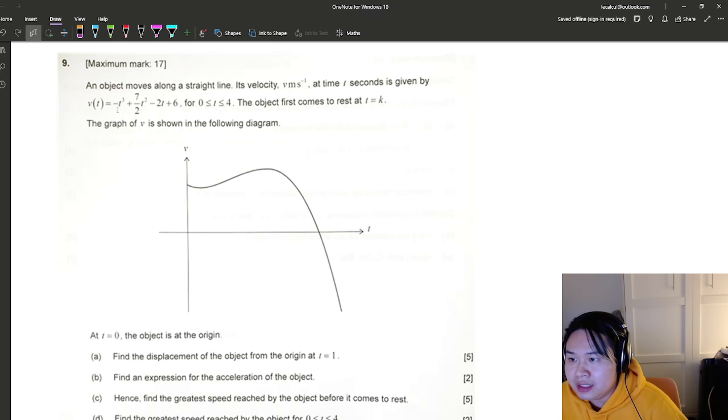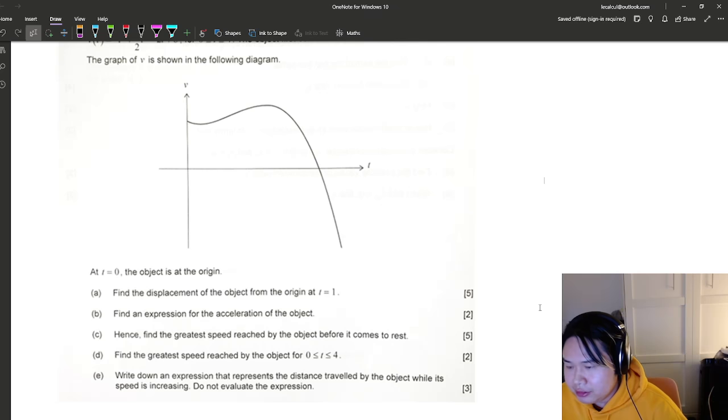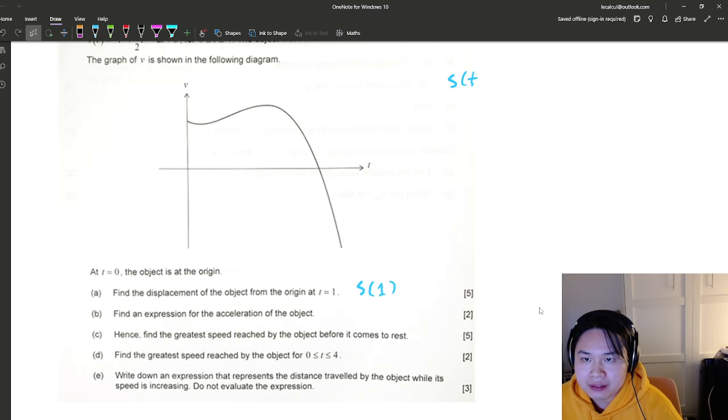Here's your equation for velocity. Okay. We want to find the displacement of the object from the origin at t1. So we want to find s1. Now, if you forget, a displacement function, the derivative is the velocity function. So we need to take the integral.